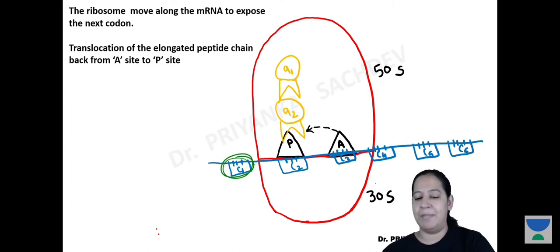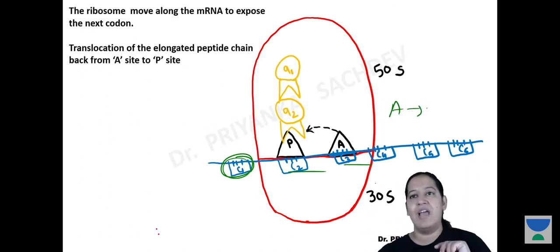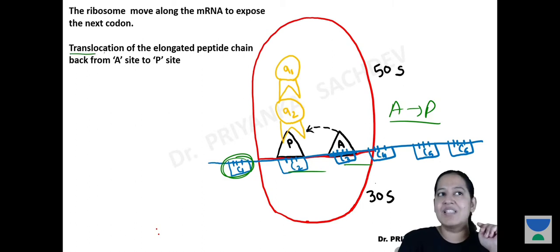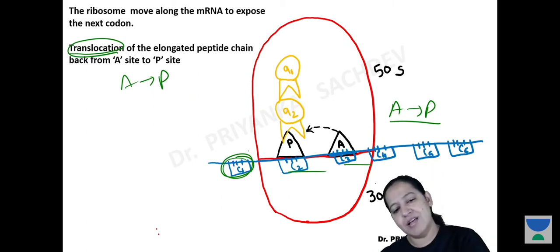So C1 is empty now. Here it was C1, C2. Now it is C2, C3. Can you see the ribosome has shifted like this? So it is known as A to P shift. The last step is known as translocation. So there are 4 steps. The fourth step is A to P. The third step was P to A. Give me a thumbs up. These are the 4 steps.